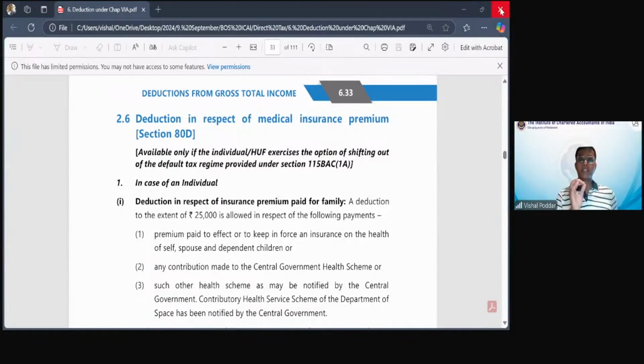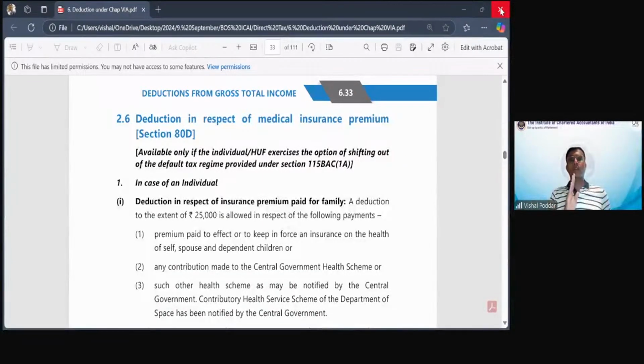The point is in 80C, you had three persons: self, your spouse, your children, and I called it the selfish family, and there was no condition of dependency. So whether these people are dependent, still deduction is allowed. Whether they are independent, still deduction is allowed. Now you come to 80D.